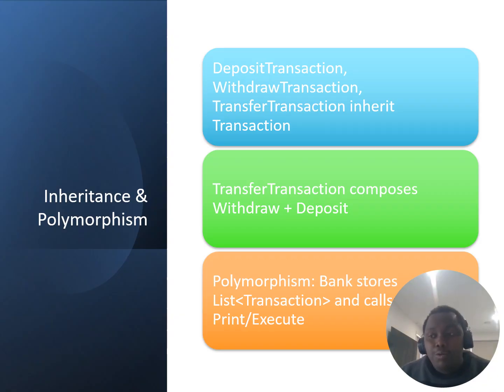After understanding where abstraction and encapsulation are used, let's dive into inheritance and polymorphism. Inheritance is seen in DepositTransaction, WithdrawTransaction, and TransferTransaction. All extend the Transaction base. Transfer even composes Withdraw and Deposit internally. Polymorphism is used when the bank stores a list of transactions. It calls execute or print on each without knowing which specific type it is, letting different behaviors run through the same interface.